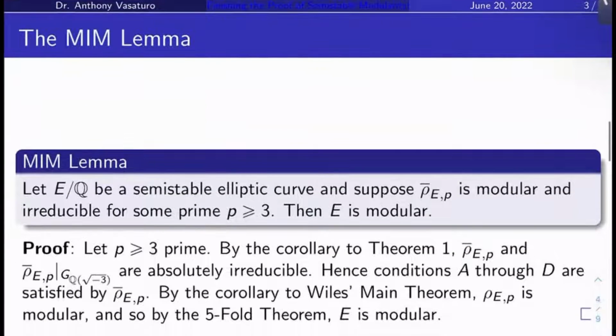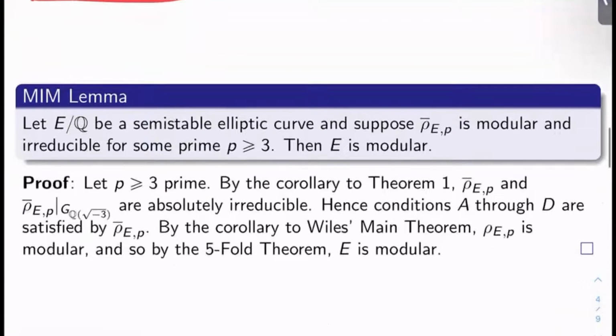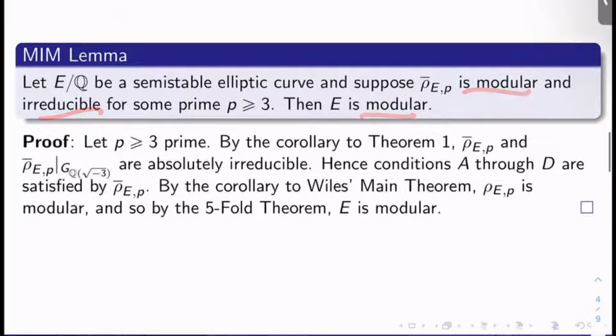Let's move on to what I'll call the MIM lemma. That stands for modular irreducible modular. Here's what it says. Let E over Q be a semi-stable elliptic curve and suppose rho bar E,P is modular and irreducible for some prime P at least 3, then E is a modular elliptic curve. This is pretty easy to prove.